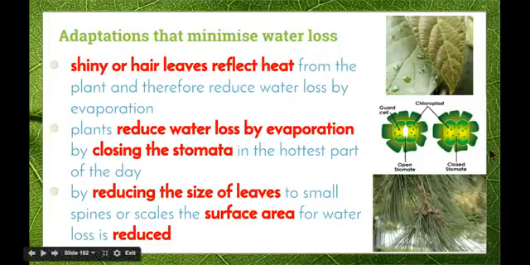Plants can also reduce water loss by evaporation by closing the stomata. During the hottest part of the day, they can close the stomata and that will stop the water being lost from those openings. And by reducing the size of leaves to small spines or scales, the surface area for water loss is reduced. So here we have a casuarina where it's got those pine needles, and these are actually all individual leaves. Therefore, by reducing the surface area available for water loss, the plant is able to retain as much water as possible.